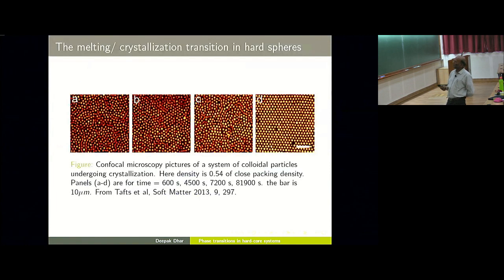Okay, this is another picture. This is a 3D confocal microscopy picture of a system of colloidal particles undergoing crystallization. Here the density is 0.4 of the close pack density, from 600 seconds to 4500 seconds. You start with a very disordered state. The parameters are such that it's supposed to go to a crystalline state. And with Monte Carlo, in time you get to the crystalline state.